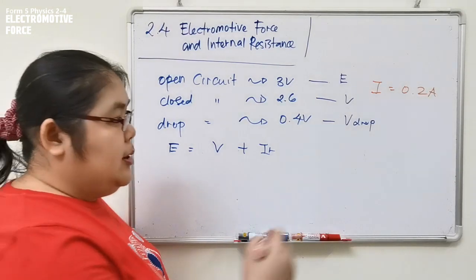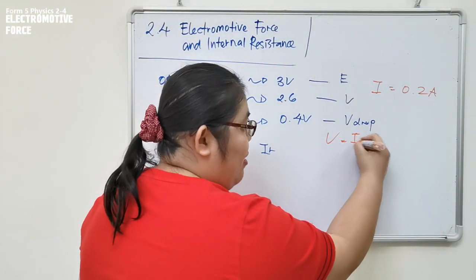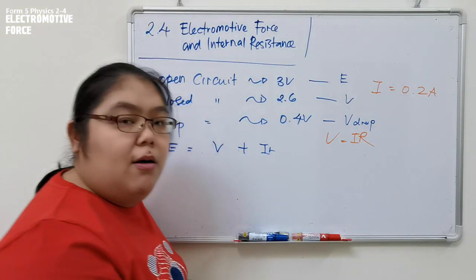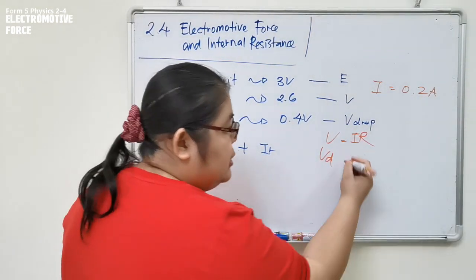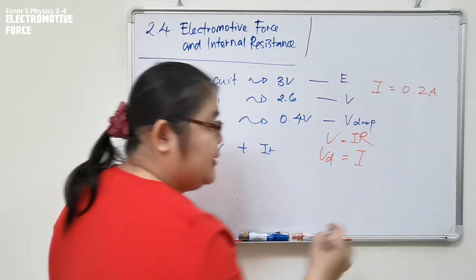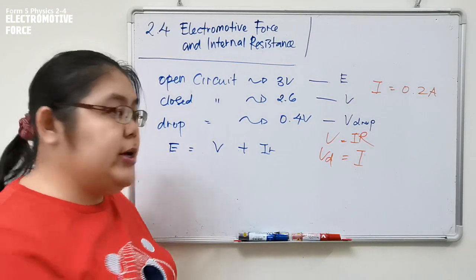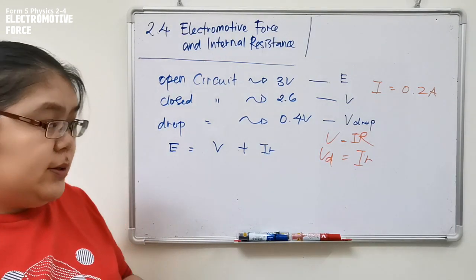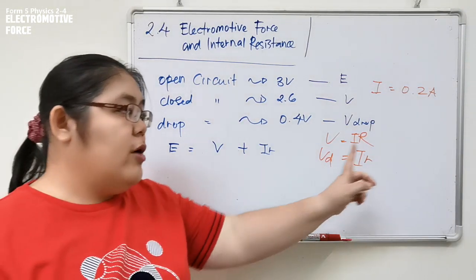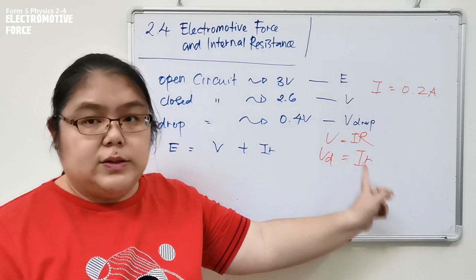This potential difference drop is related to the internal resistance. Remember the formula V equals IR, which we learned before. Now the voltage drop formula is I, the current, which should be the same because it is a series circuit, times a smaller r, because this drop is used to overcome the internal resistance.